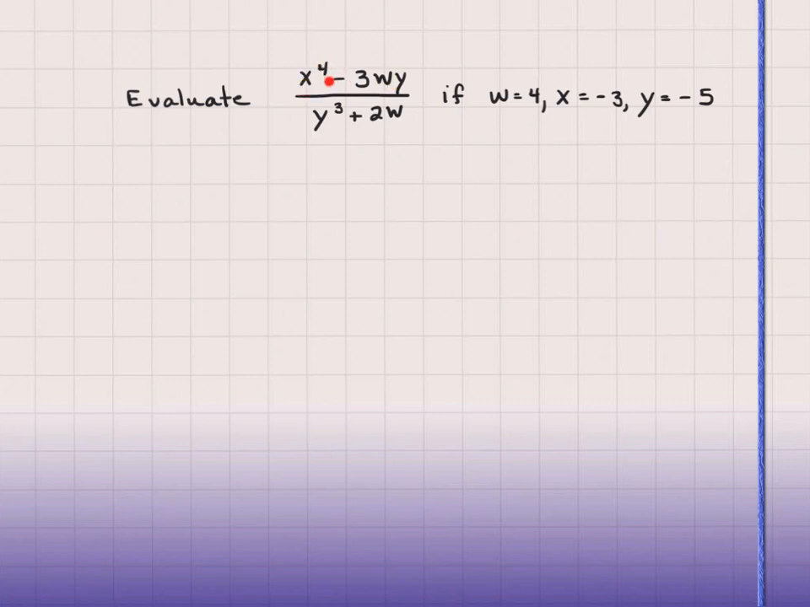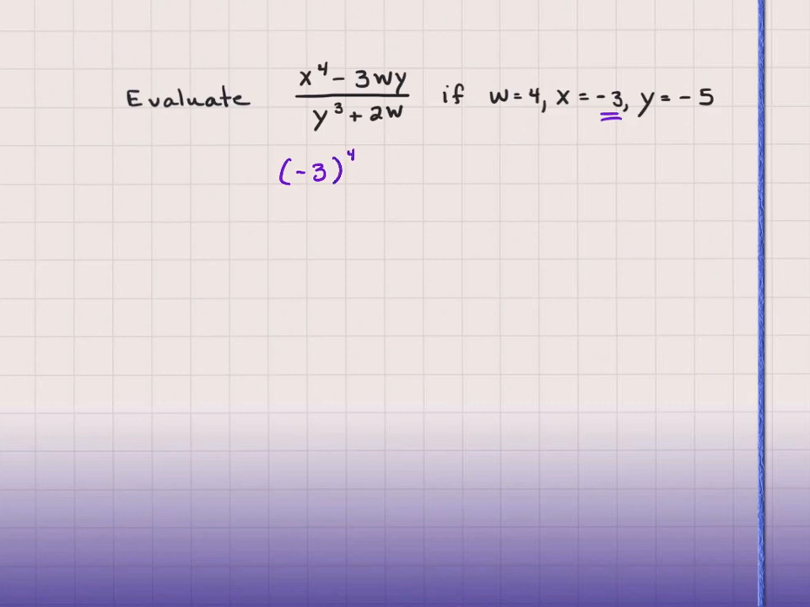Okay, now remember this numerator is one group, denominator another group. So we simplify the top, we'll simplify the denominator, and then we'll just simplify that fraction. So let's go to work. We got x to the fourth, so we're going to substitute in 4. X. We're going to substitute in negative 3. That's what our x value is.